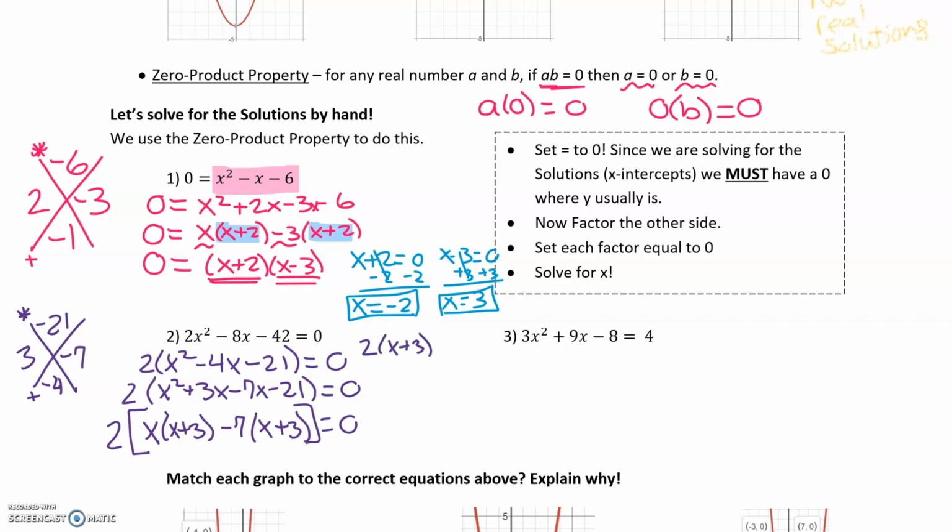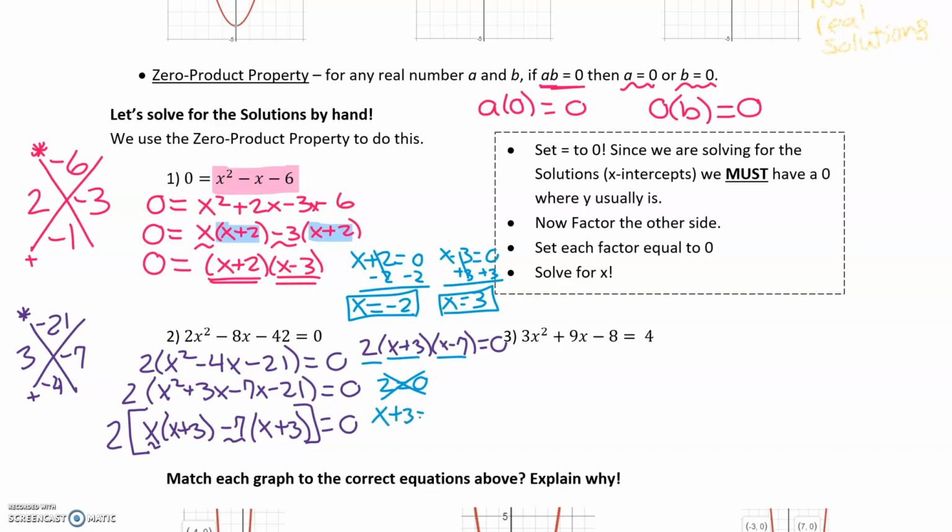So I'm going to come over here, 2, and my first factor is x plus 3. That's the one that was the same. And what's left is this x minus 7. And this is all equal to 0. So now what I'm going to do is I'm going to take each one of these factors and set them equal to 0. Well, does 2 equal 0? No, so that doesn't give me any solution.